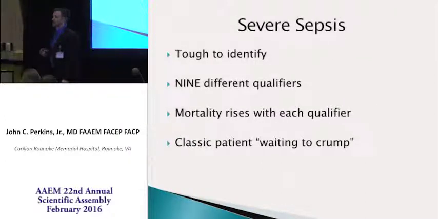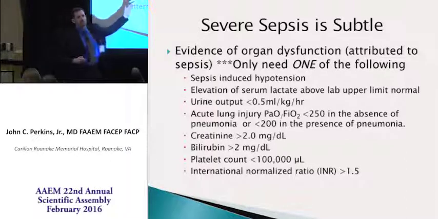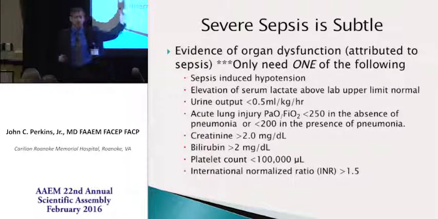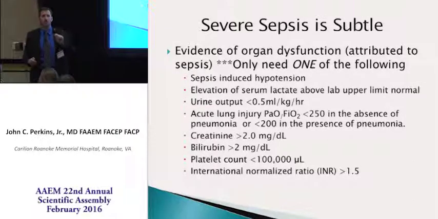So if you look at severe sepsis, it's very difficult to identify. There's 9 different qualifiers, a lot of which are very subtle. Mortality rises with each qualifier, but it's still the same umbrella of severe sepsis. Classic patient waiting to crump. This comes out of the Surviving Sepsis campaign, but it's also how CMS is defining severe sepsis. All you need is 1 qualifier, but that's not the point I'm trying to impress upon you.